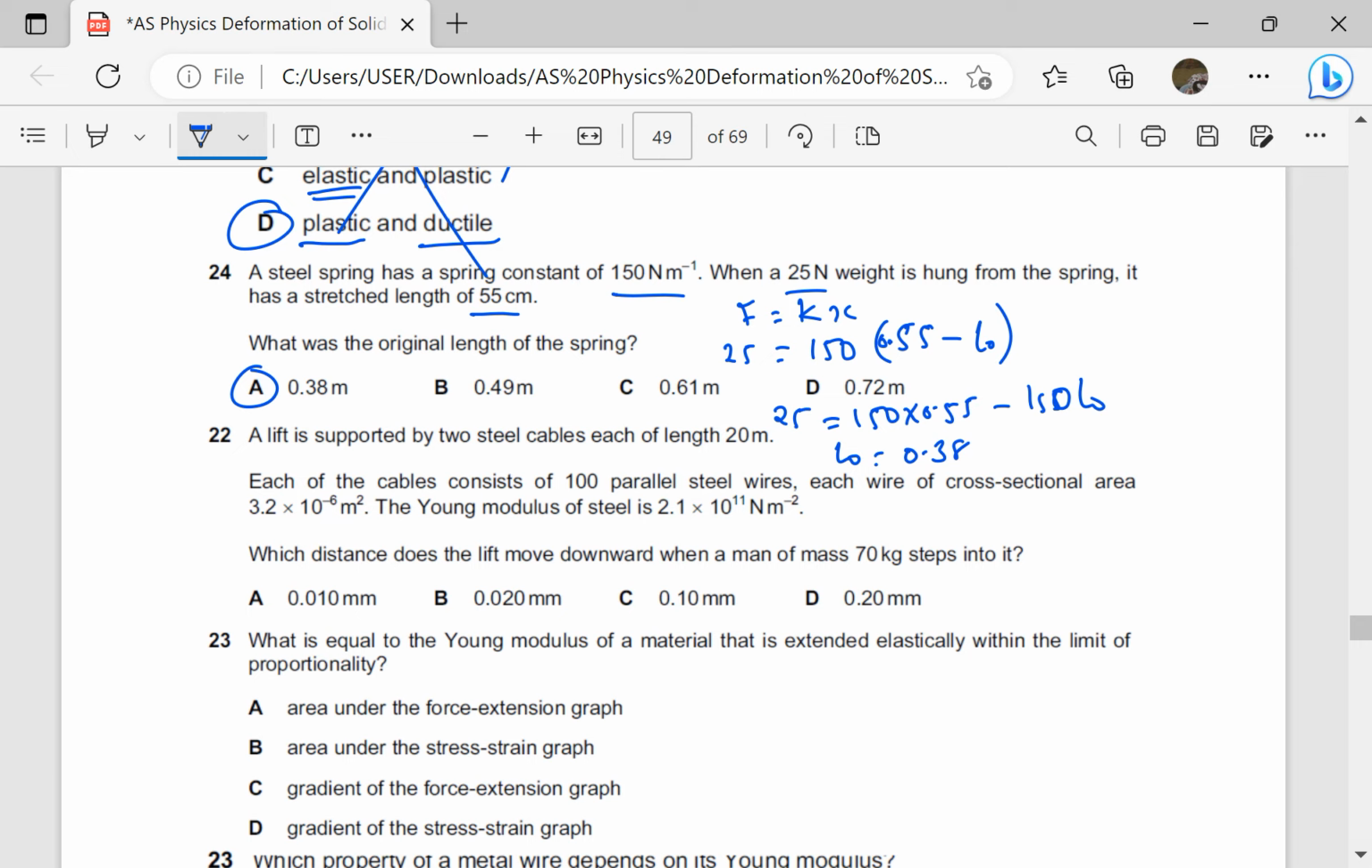A lift is supported by two steel cables, each of length 20 meters. Each of the cables consists of 100 parallel steel wires. Each wire has cross-sectional area 3.2 times 10 power negative 6 meters squared. The Young modulus of steel is 2.1 times 10 power 11. What distance does the lift move downward when a man of mass 70 kilograms steps into it?